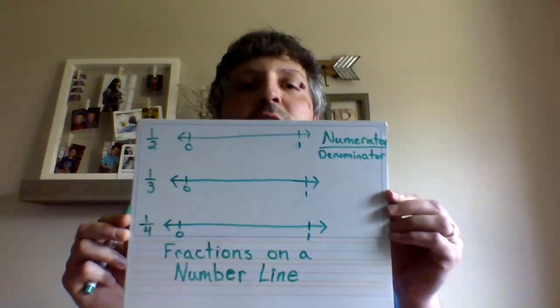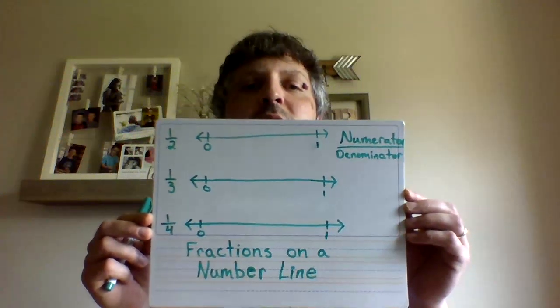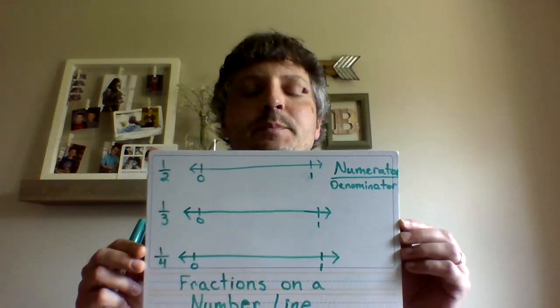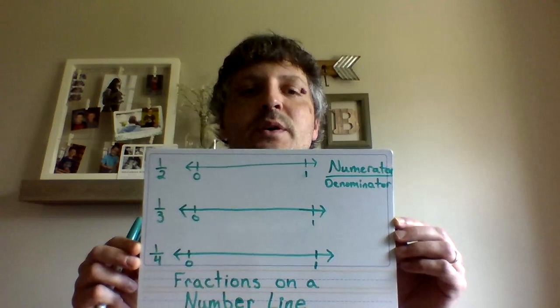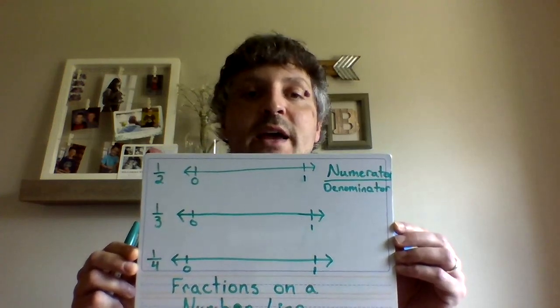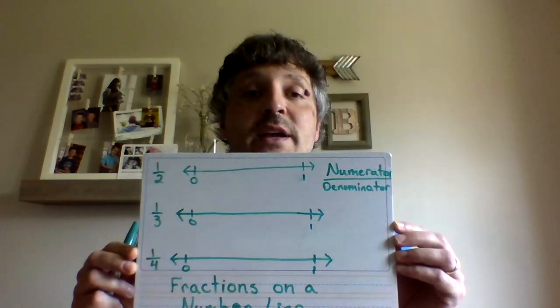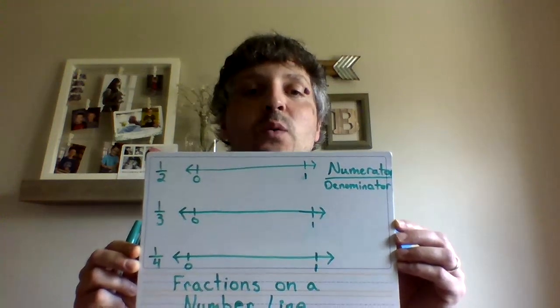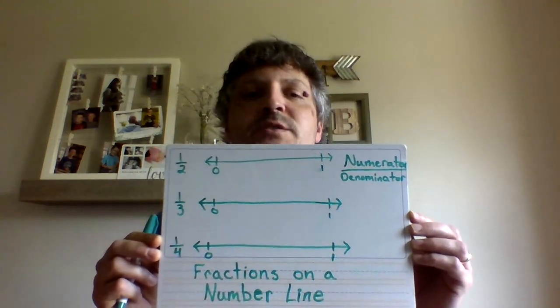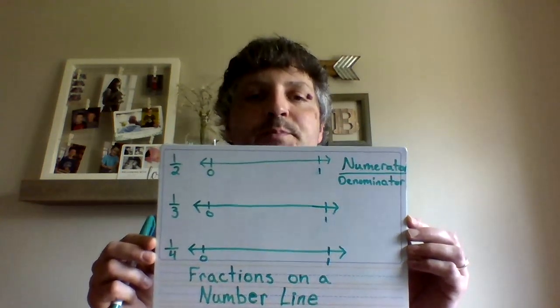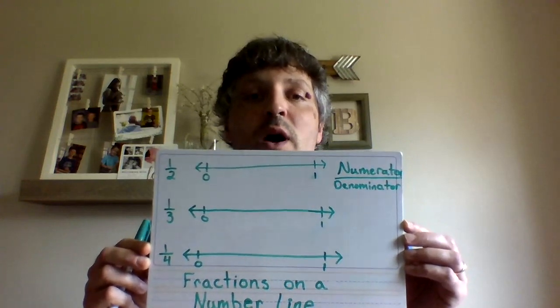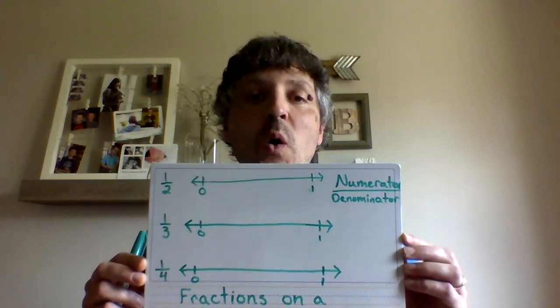Now let's take a look at fractions on a number line. Remember, we still have our numerator and our denominator, but our setup looks different. For all 3 examples, I have it between 0 and 1, so we're looking just for fractions between 0 and 1. And between 0 and 1 would actually equal our whole.